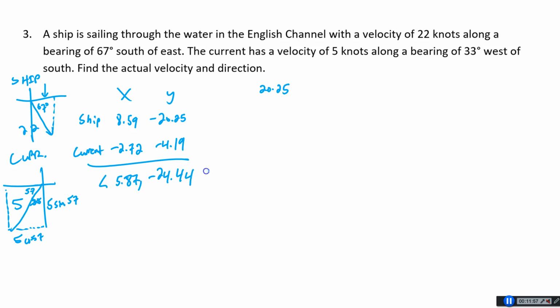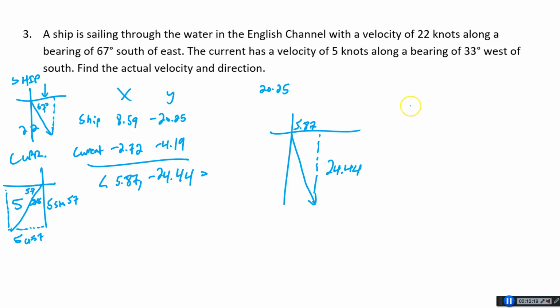There we go. So we got our components, and now what they want us to do is find the actual velocity and direction. So positive, negative, so we're in the fourth quadrant somewhere. 5 is pretty small, negative 44, it's going to be like down, something like that, 24. So this is 24.44. This guy right here is 5.87.